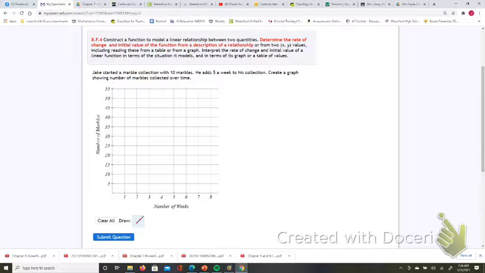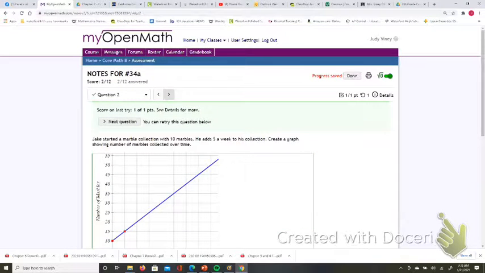Number 2, Jake started a marble collection with 10 marbles. He adds 5 a week to his collection. Create a graph showing number of marbles collected over time. So we go back, and if we read, it says Jake started a marble collection with 10 marbles. So that's how many marbles that we started with. That's where we have to start the graph. Then it says he adds 5 a week to his collection. So we're going to start with 10 marbles, and then we're going to go up 5 over 1. So we're adding 5 marbles a week, and then we submit. Number 3.